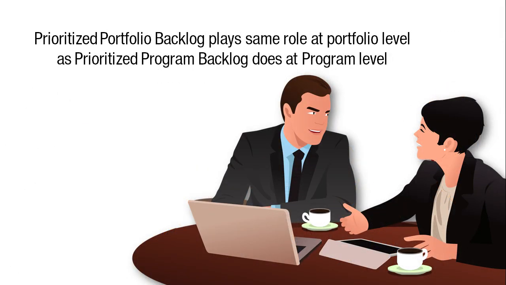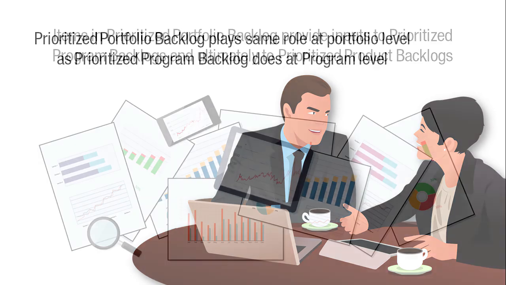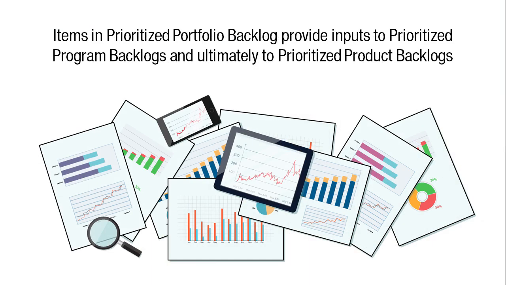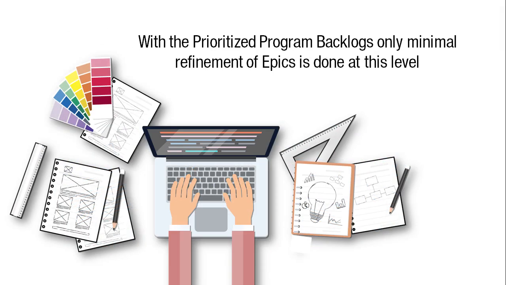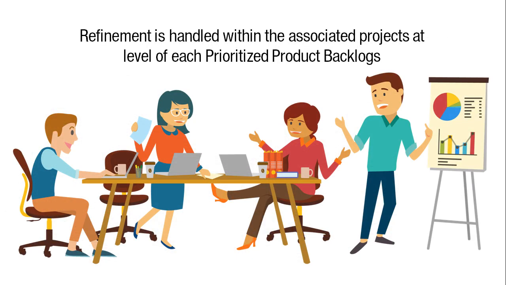The prioritized portfolio backlog plays the same role at the portfolio level as the prioritized program backlog does at the program level. The items in the prioritized portfolio backlog provide inputs to the various prioritized program backlogs and ultimately to the prioritized product backlogs of each of the corresponding projects. As with the prioritized program backlog, only minimal, if any, refinement of epics is done at this level, because the refinement is handled within the associated projects at the level of each of the prioritized product backlogs.